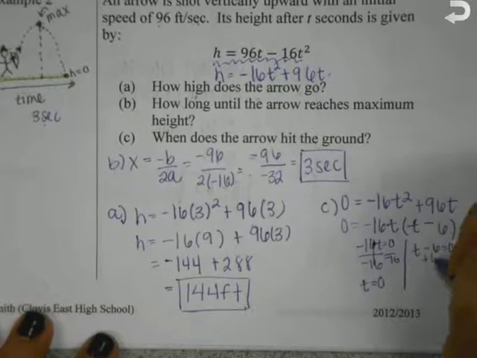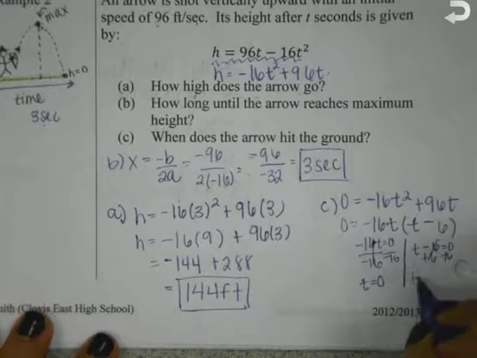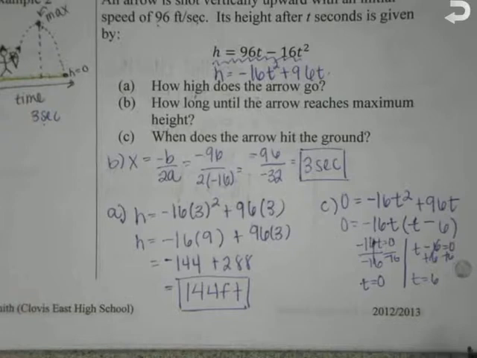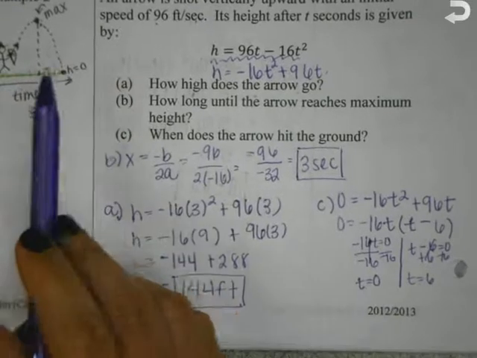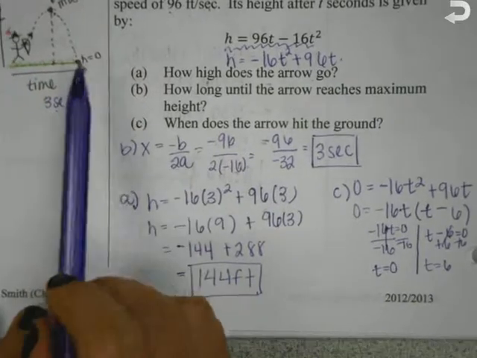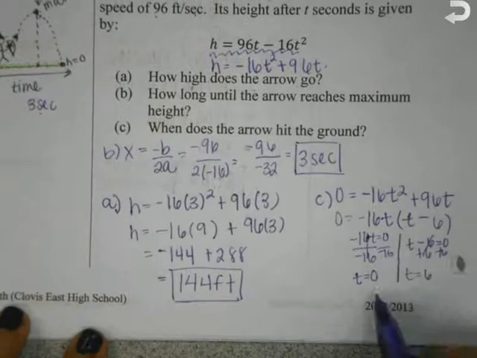Now, I'm looking at the end result here. When does it hit the ground? So t equals 0 doesn't make sense. So my arrow actually hits the ground at 6 seconds.